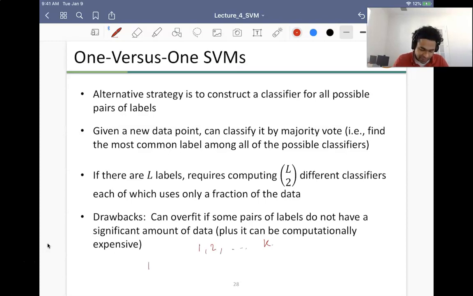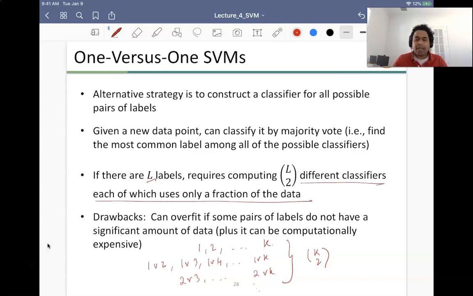So I will train a classifier on 1 versus 2, 1 versus 3, 1 versus 4, until 1 versus k. Similarly, I will do 2 versus 3 until 2 versus k, and so on and so forth. As you can see, there are k labels, so there are k choose 2, or in this notation, if there are L labels, L choose 2 possible classifiers. And each of them only sees a fraction of the data.